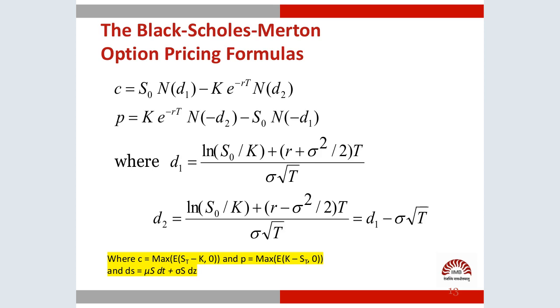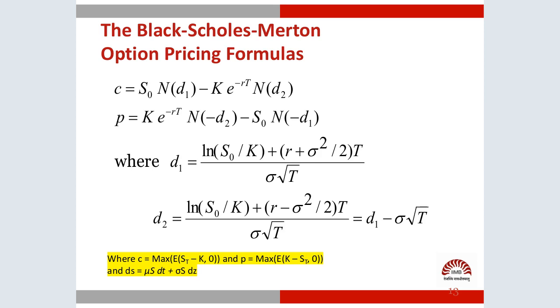If I solve that equation, this is the formula that you all should know. C, the Black-Scholes equation, is S naught times N(d1) minus K to the power of minus RT times N(d2), and I'll explain what they are. The put option formula, if you apply the put-call parity equation, remember we calculated the put-call parity a couple of days ago, is K to the power of minus RT times N(minus d2) minus S naught times N(minus d1).